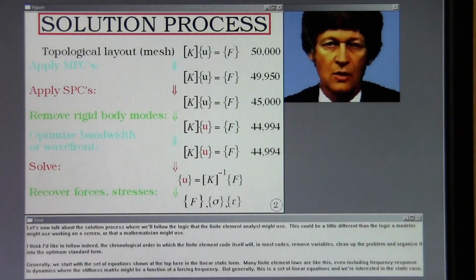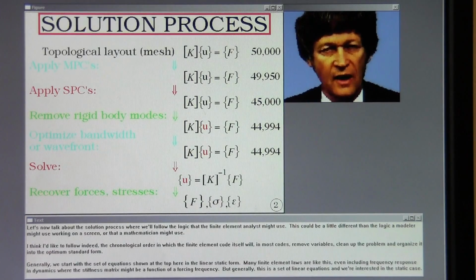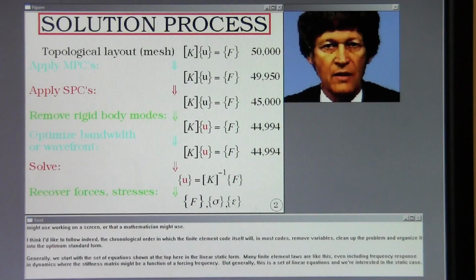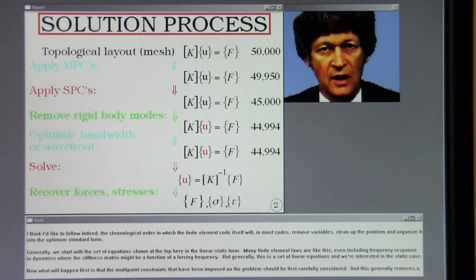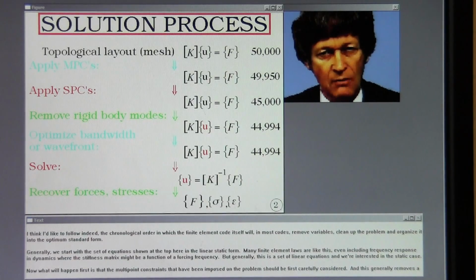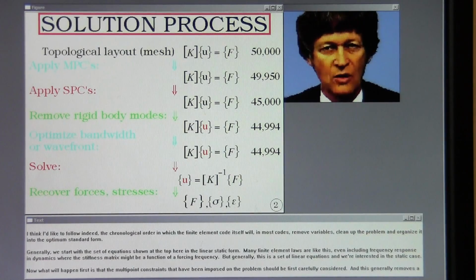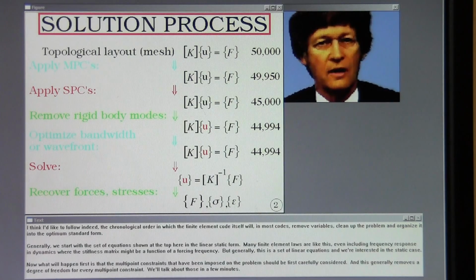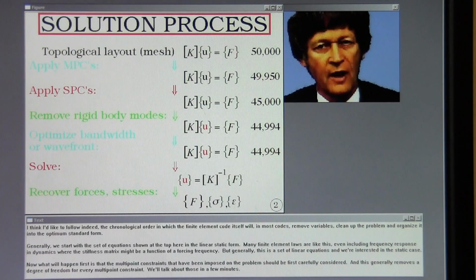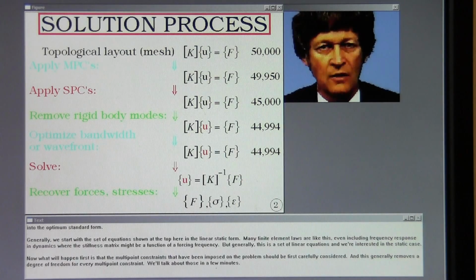Let's now talk about the solution process, where we'll follow the logic that the finite element analyst might use. This could be a little different than the logic that a modeler might use working on a screen, or that a mathematician might use. I think I'd like to follow, indeed, the chronological order in which the finite element code itself will, in most codes, remove variables, clean up the problem, and organize it into the optimum standard form.